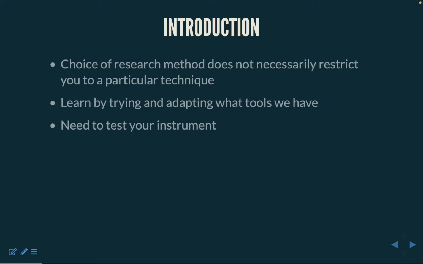So first off, this series is going to deal with individual techniques for collecting empirical data. Often, particular techniques for collection of empirical data are presented as if they are synonymous with a particular research method. Now, your choice of research method does not necessarily restrict you to a particular technique for the collection of your empirical data, although sometimes this may be the case. This is usually because a particular technique is the most commonly applied and not because it is the only choice available. We learn by trying and adapting what tools we have.